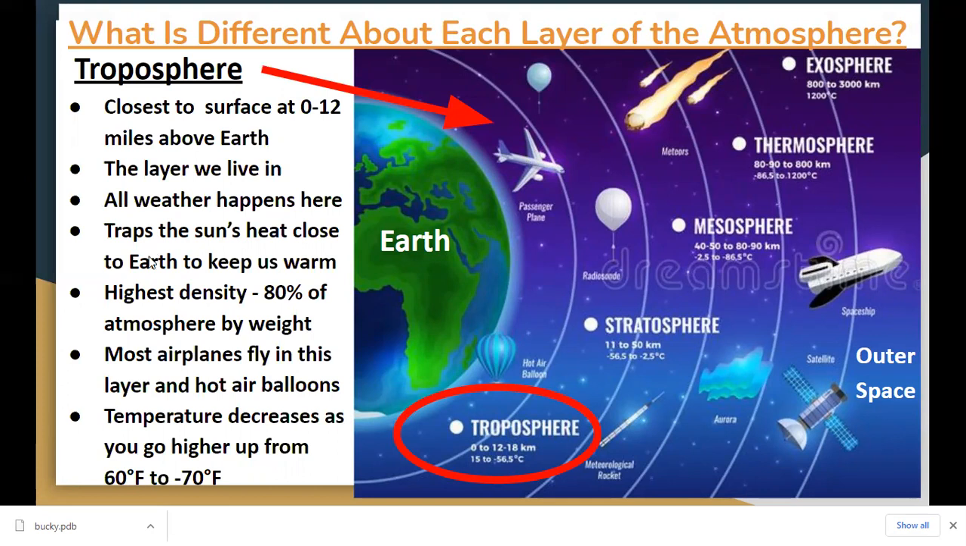This is where most airplanes will fly, and hot air balloons. And the temperature will decrease as you go higher up. So it goes from about 60 degrees Fahrenheit to negative 70 degrees Fahrenheit when you get to the top, 12 miles up from the surface of the Earth. Well, that's pretty interesting.